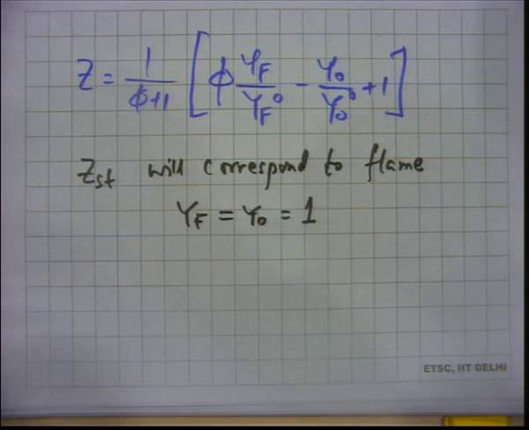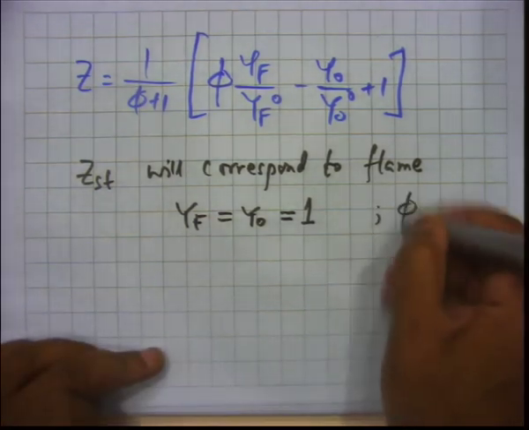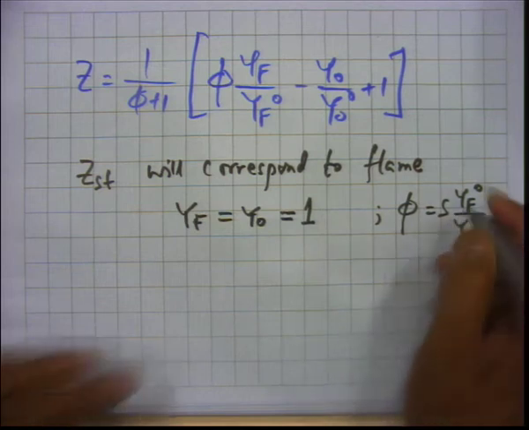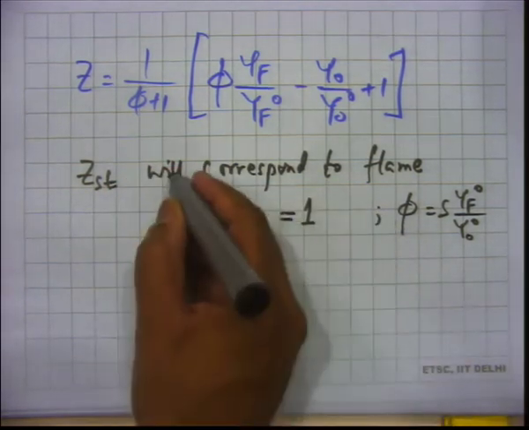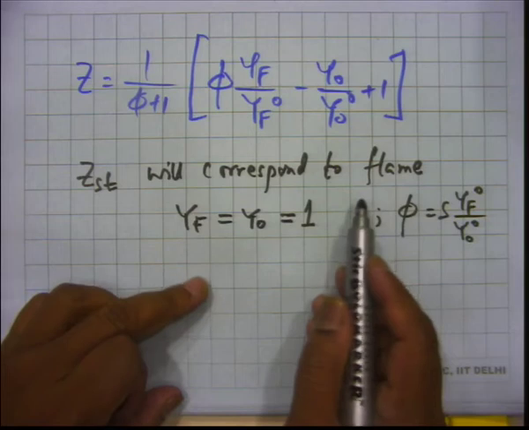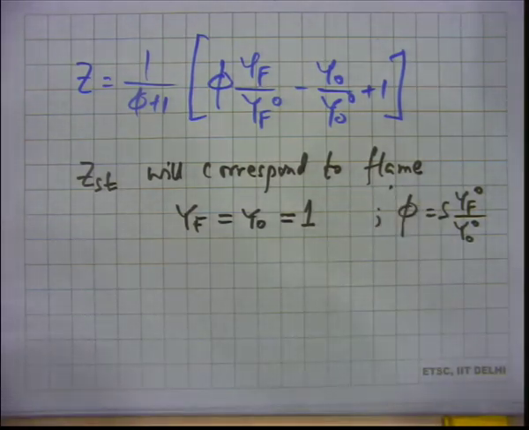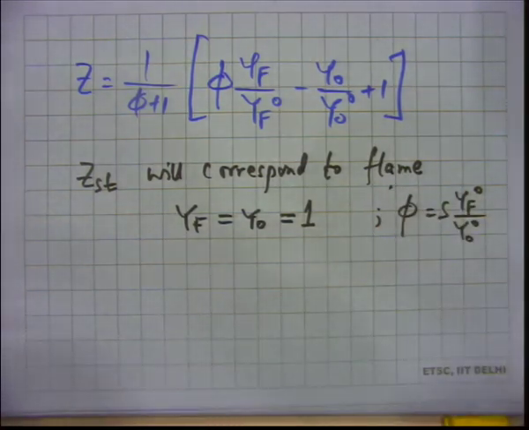Okay. So, we are not saying anything about phi as such. Phi is, what was phi? S times YF naught by YO naught. So, there is some phi with which we are doing this problem, but we are defining Z stoichiometric corresponding to the flame. We are not saying phi equal to 1. We will have to come back to that later. And why is phi not equal to 1? If you want to ask that question, we will have to come back to that later.